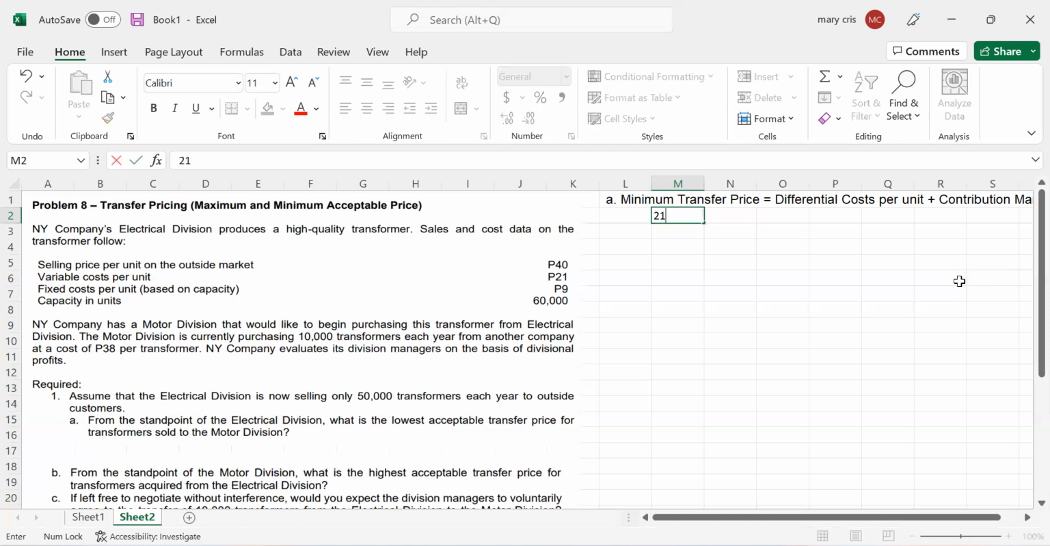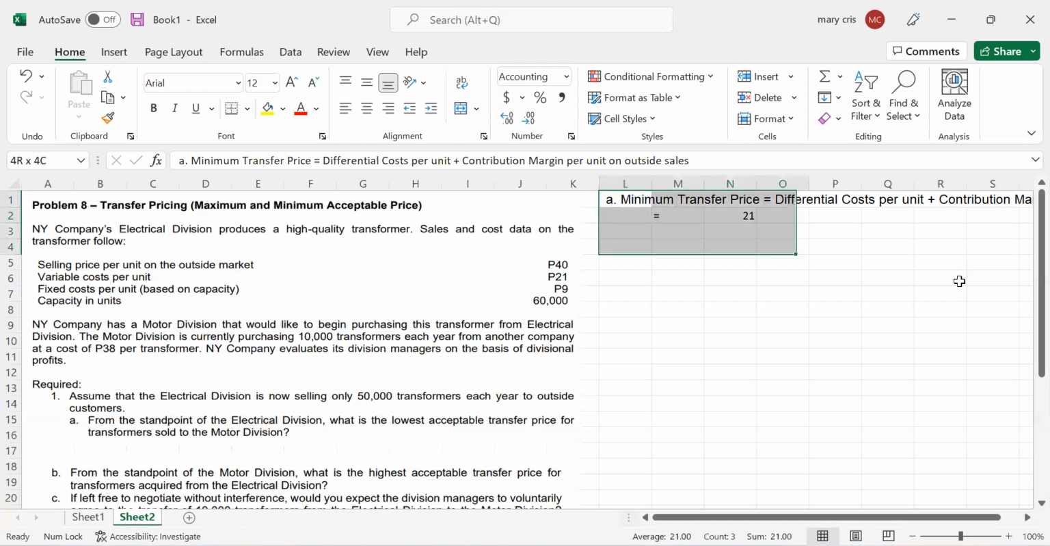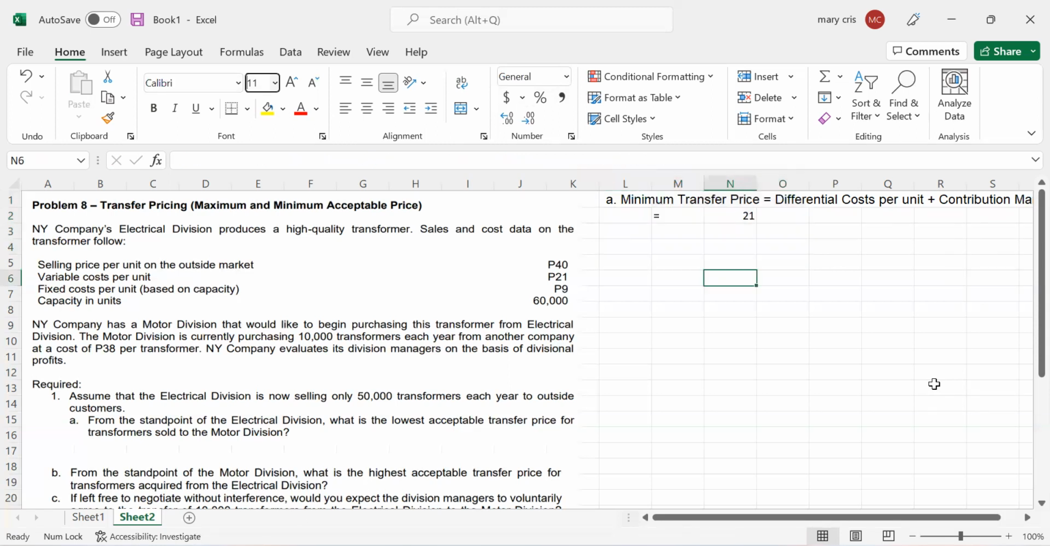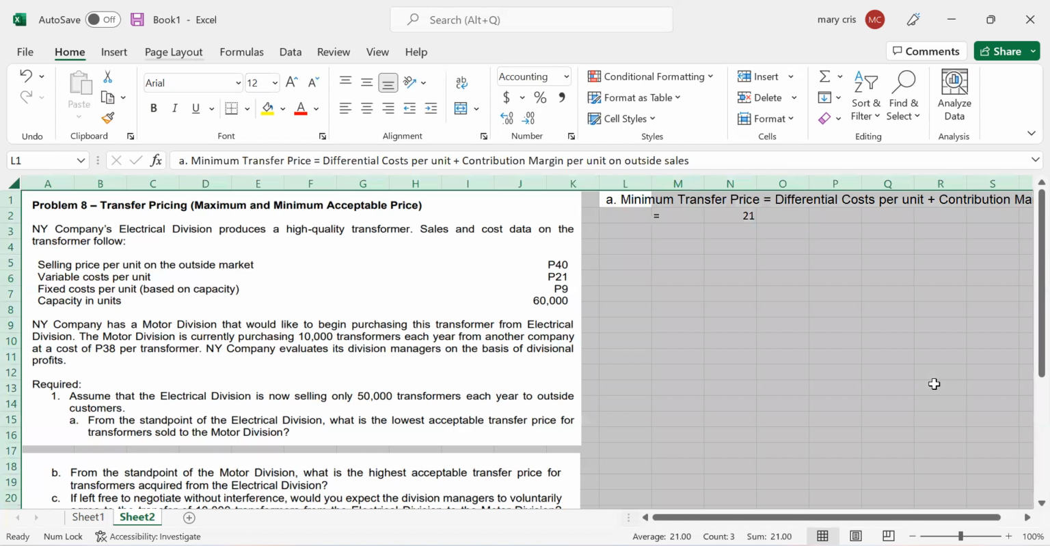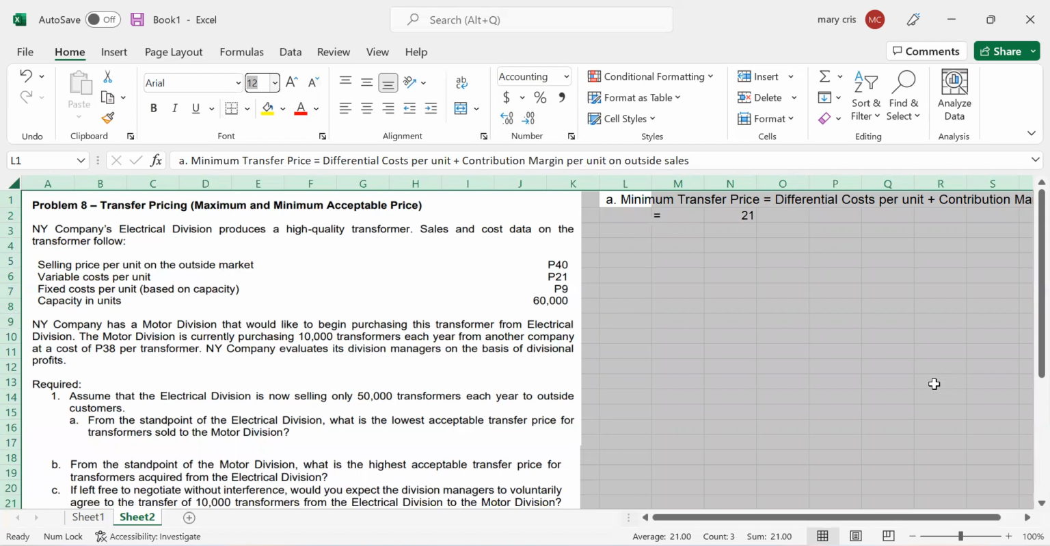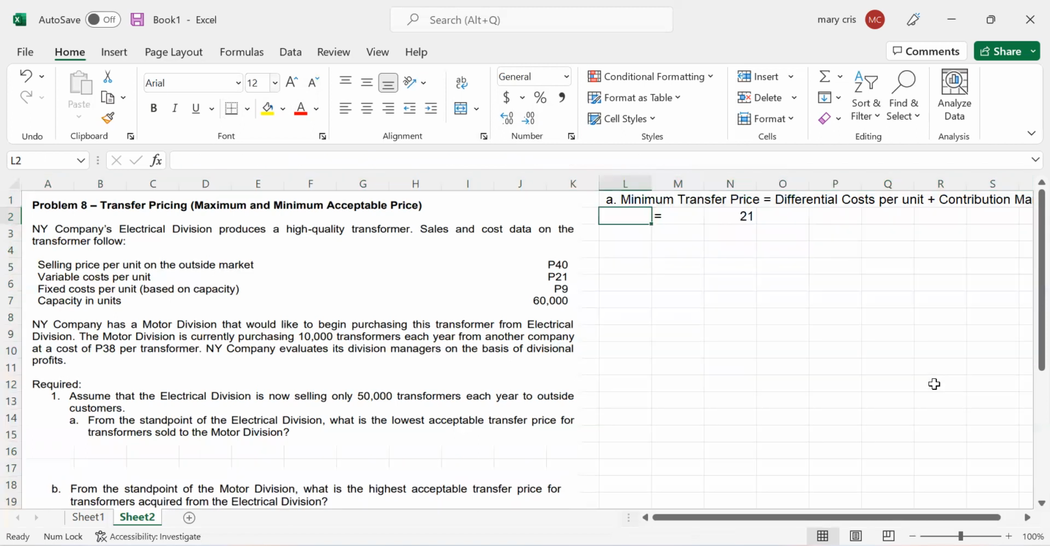So yan lang, 21 lang. So just equivalent to the variable cost of 21 pesos. Kasi it's operating naman within, no? Or still within their full capacity of 60,000. So our answer for letter A will be 21 pesos. Again, just equivalent to the variable cost, yung differential cost.